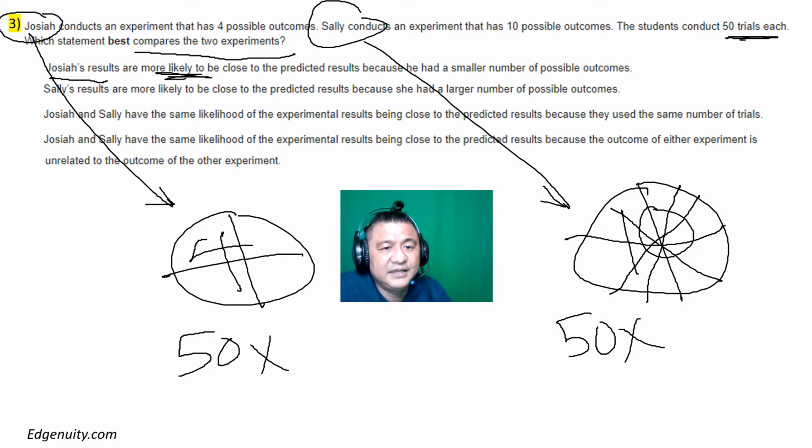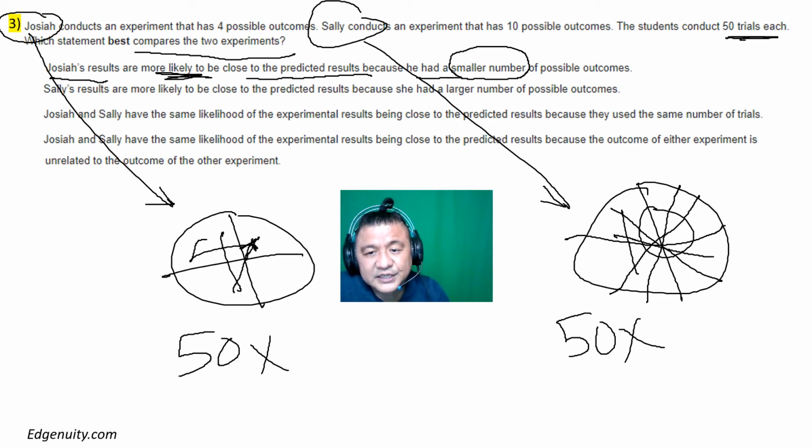Josiah's results are more likely to be close to the predicted outcomes because he had a smaller number of possible outcomes. Okay, if you spin that, which would have more chances of landing on one? The bigger space, right? The bigger space will have more chances than this little space. Okay, that makes sense. It's fair because they're thrown 50 times. It's the same number of times. This makes sense.